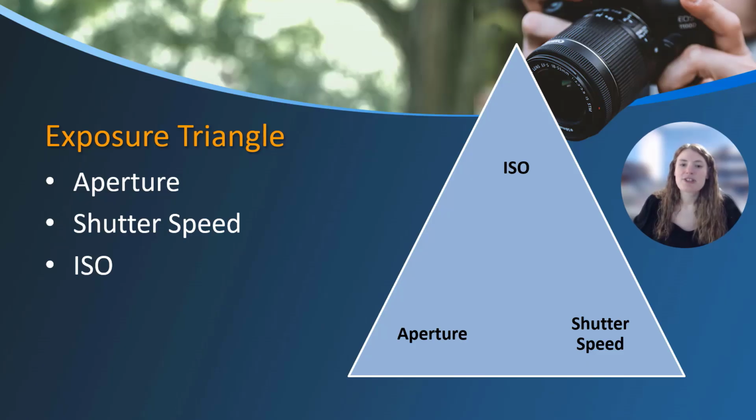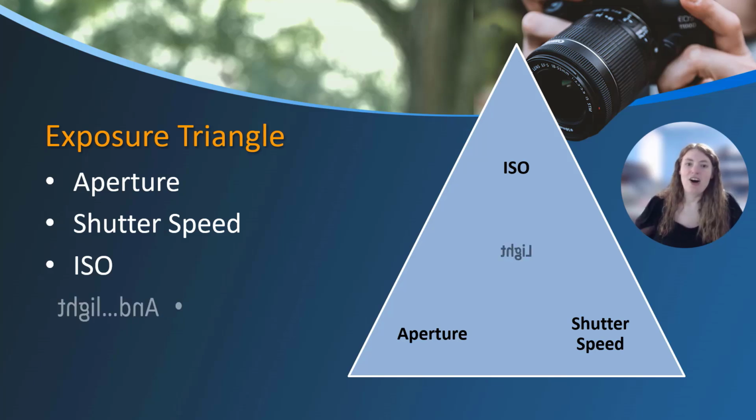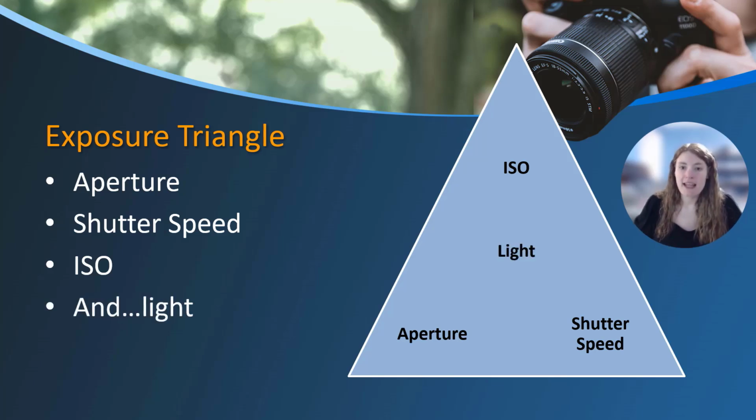In the exposure triangle video lecture, I talked about three camera settings that affect exposure of an image: the size of the aperture, the speed of the shutter, and the ISO of the sensor. But I left out one important component: light. All three of these settings rely on ambient light, meaning the natural state of the lighting in the area.